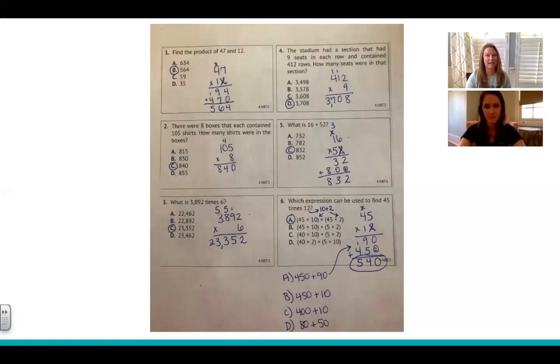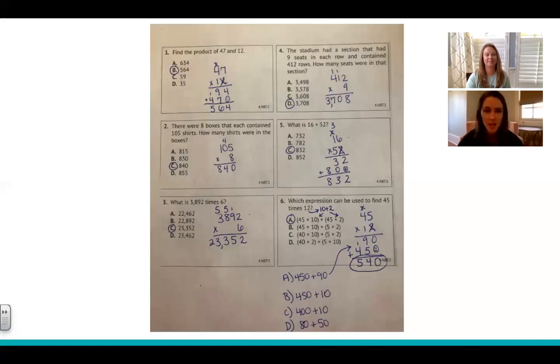And number 2, same thing. This one's just a 3-digit by 1-digit number. So I use standard algorithm. You could use partial product if you want. When you multiply those out, 105 times 8 is 840. Awesome. And then number 3 is a 4 by 1 digit.